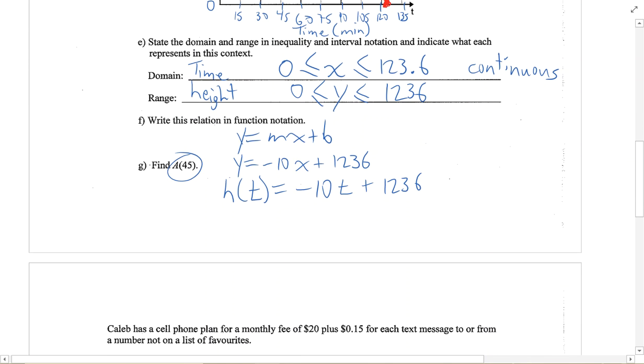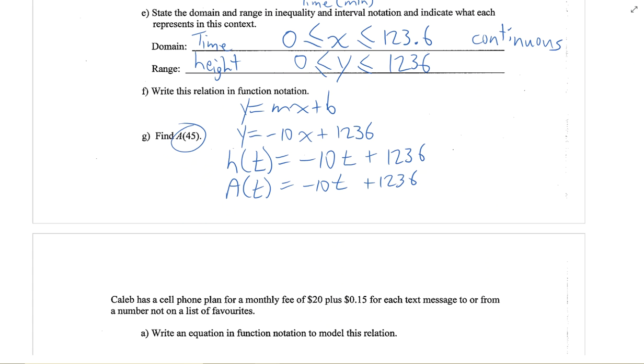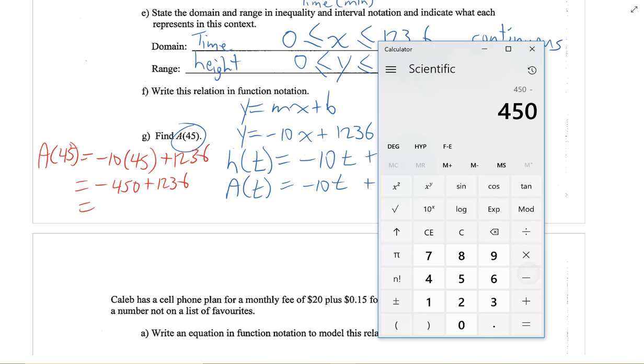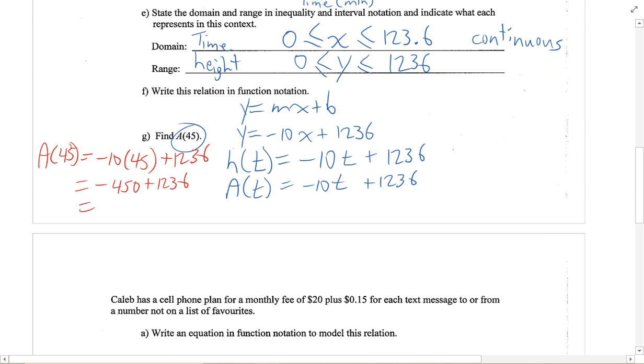Now you can see here they use the letter A, so you could also say capital A at t equals negative 10t plus 1236. Okay? So to find here, what would you do? You'd substitute in. So now you go A at 45 equals negative 10 at 45 plus 1236, negative 450 plus 1236, and so you get 786 meters. Okay.